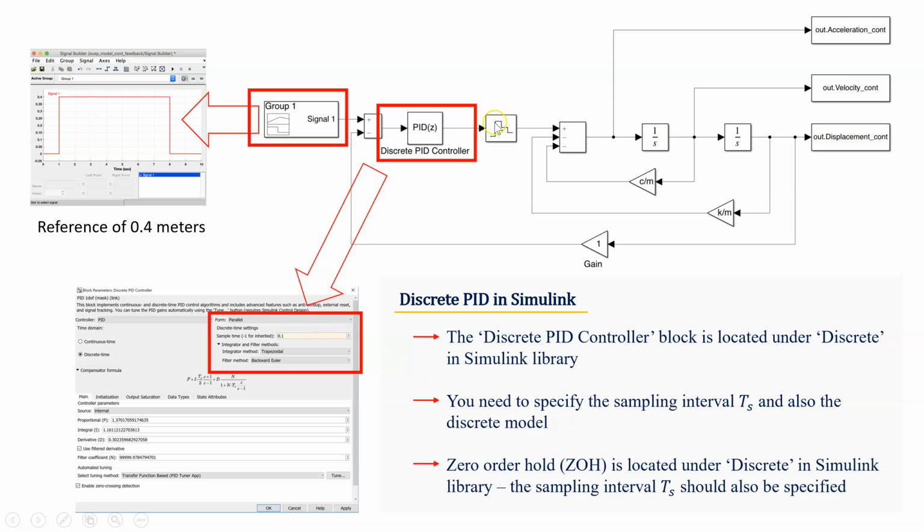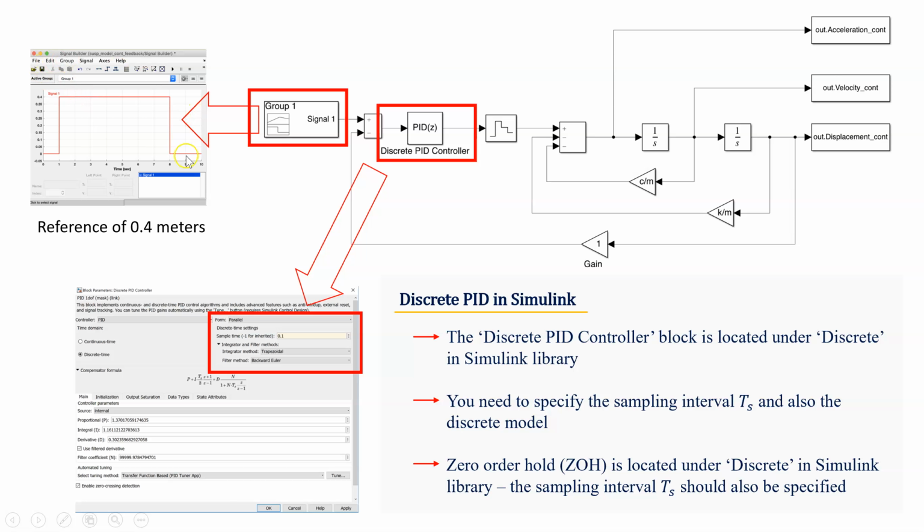The zero-order hold, this block here, is located under discrete in the Simulink library, and again if you double click on it, as you would for this discrete time PID, you specify the sampling interval. What you now notice is what I've set as the reference. If you look here, what I'm feeding back is the displacement, and here my reference is my desired displacement. In this case I've set it to 0.4, so 0.4 meters. And you can see I've applied it for 7 seconds and then removed it.